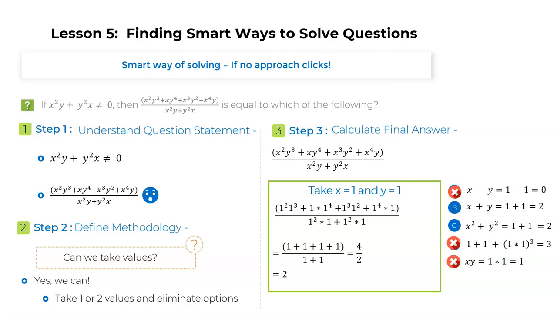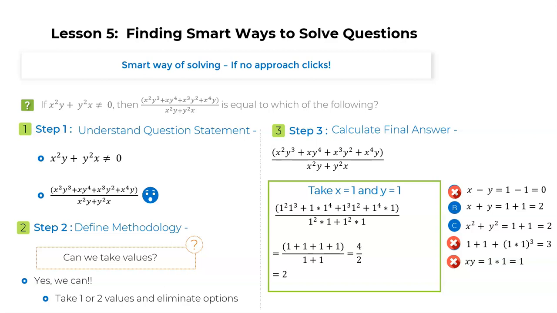So notice, after putting 1, 1, you're able to narrow down to 2 options. So you know your answer has to be either B or C. So all you need to do is take another value and solve it. Now I know when I'm explaining it sounds like a big task, but this is how you need to reason out yourself. While you read the question, you see that you don't have any clue to solve the question.